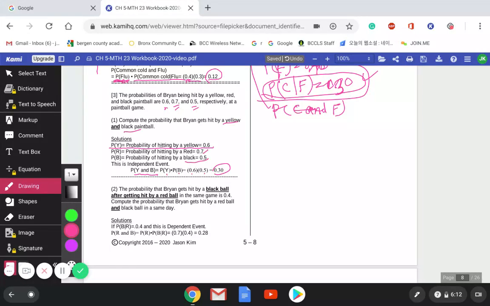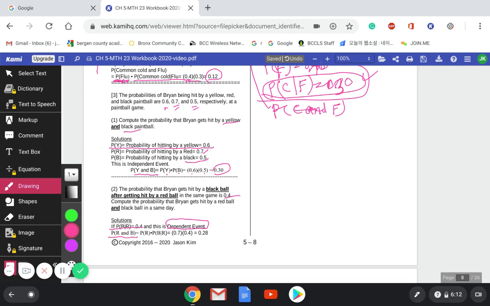The probability of Brian getting hit by a black ball after getting hit by a red ball is 0.4. Okay, so that means black given red is 0.4. That's what they're saying. So since that sequence is formed and given as 0.4, they have to be dependent events.